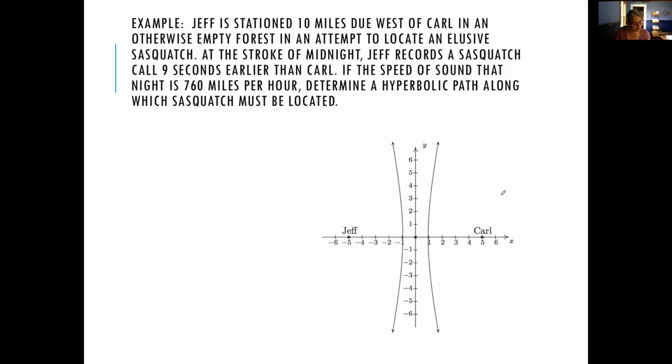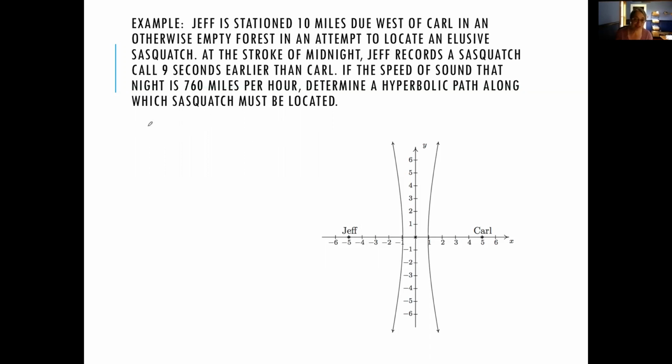So here's how we figure this out. We know that the Sasquatch is closer to Jeff because Jeff heard the Sasquatch first. And we can figure out how much closer the Sasquatch is using the fact that Jeff heard the Sasquatch 9 seconds earlier. So we figure that out.